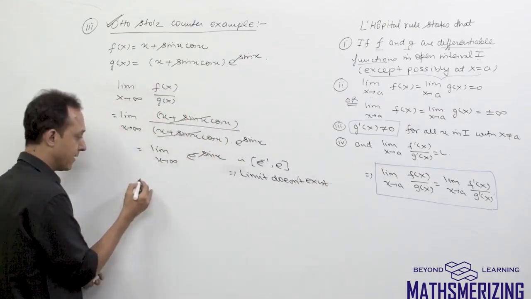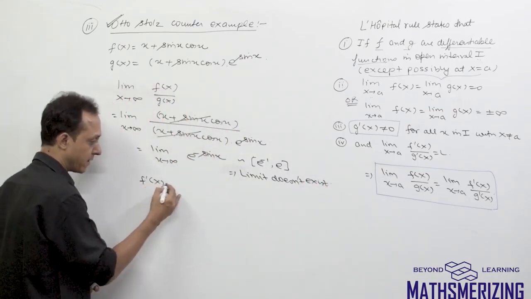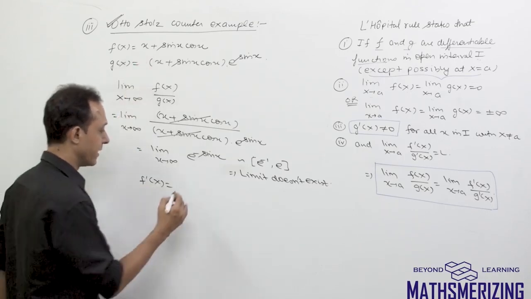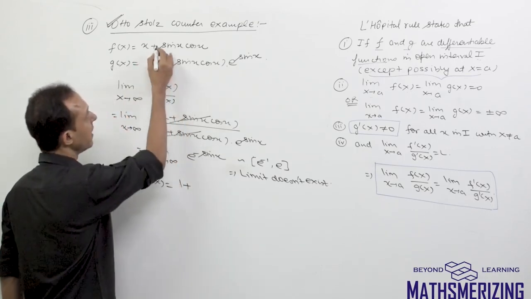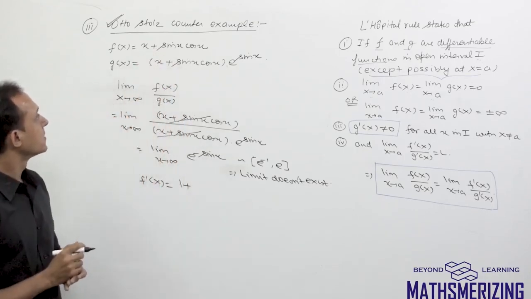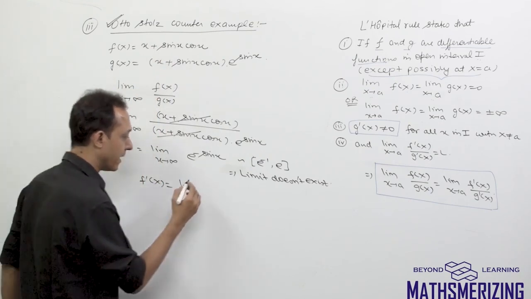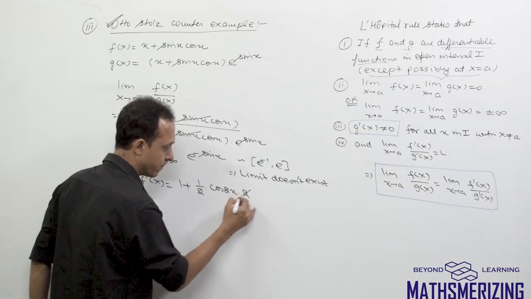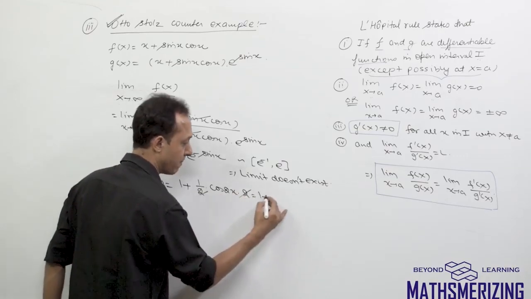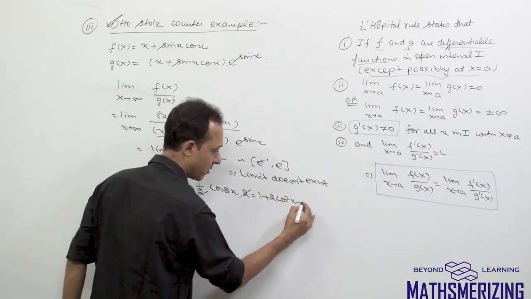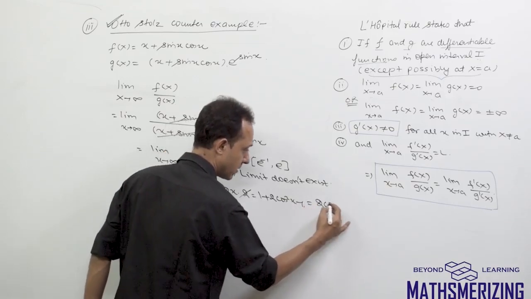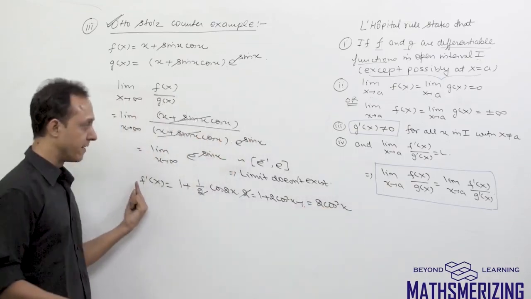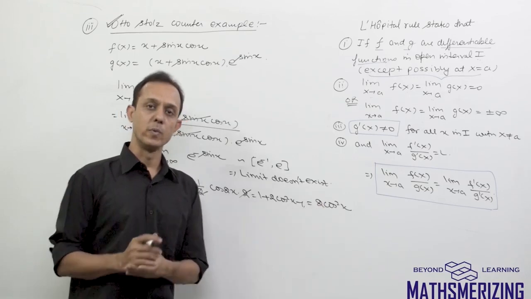Now I'll try and find f dash x. If I differentiate, I'll write 1 plus, I'll write it as sin 2x, so 1 by 2 sin 2x, so it'll be 1 by 2. And then the derivative of sin 2x will be cos 2x into 2. So 2 and 2 will cancel. So I'll write 1 plus 2 cos square x minus 1. So I'll express this f dash x as 2 cos square x.